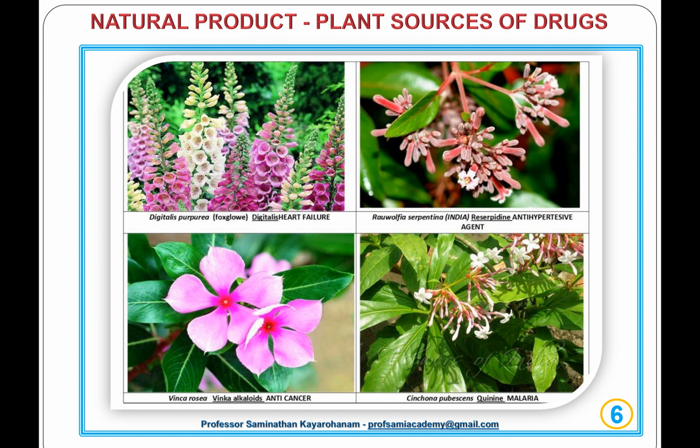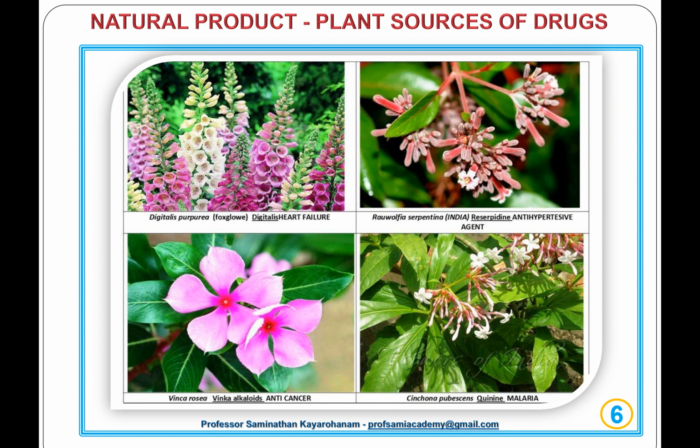Slide number 6. Example for natural product, plant sources of drugs. Digitalis is a drug obtained from the dried leaves of the common foxglove, Digitalis purpurea, and used in medicine to strengthen contractions of the heart muscle. Reserpine is an indole alkaloid extracted from raw Rauwolfia serpentina roots, an Indian climbing shrub. Reserpine has had FDA approval since 1955 and is one of the first agents developed to treat hypertension in clinical practice.